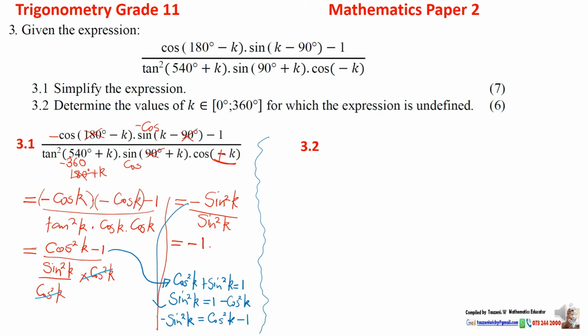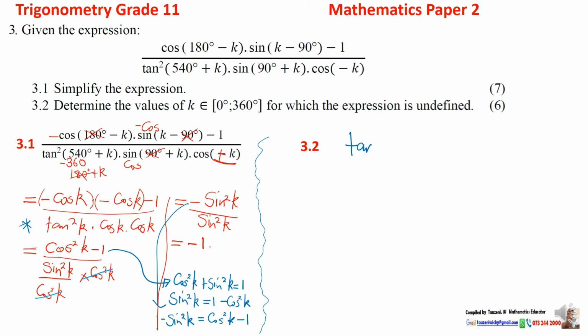Number 3.2. Determine the values of k from 0 to 360 for which the expression is undefined. If you hear this word, undefined, then it means you work with the denominator. An expression is undefined if the denominator is equal to 0. So to determine the values of k that can ensure that this is undefined, we equate the denominator to 0.